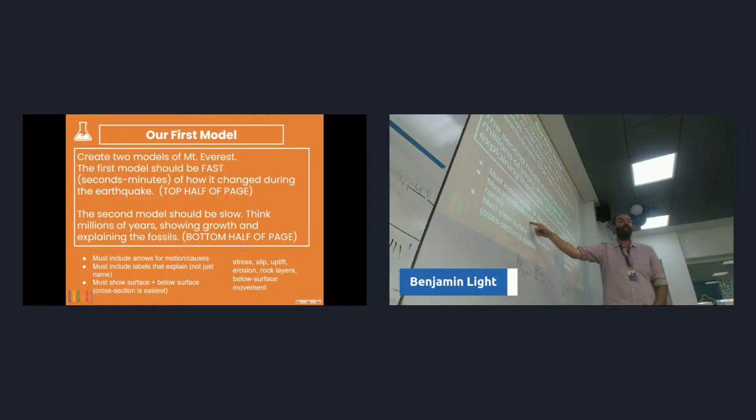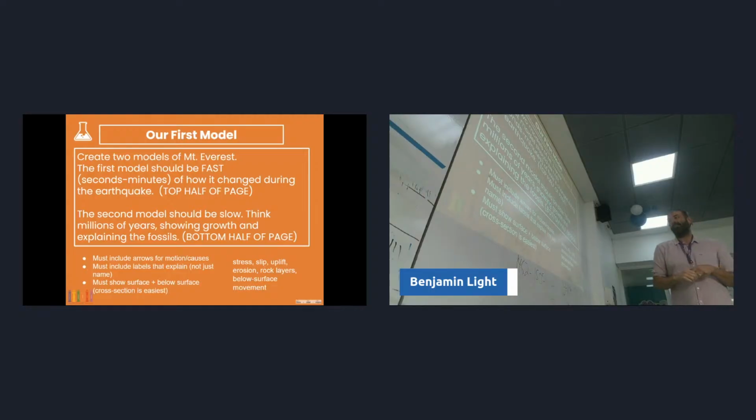Number two, we need labels. We need labels on our arrows. We need labels on our object. Okay, we need those labels to explain what people are looking at. And we need a cross section. What cross section is, like I said on that one poster: in your model, you have the surface of the earth, and you have what's going on underneath.